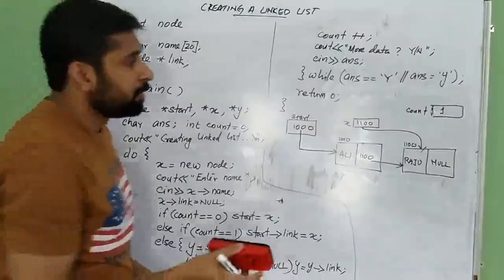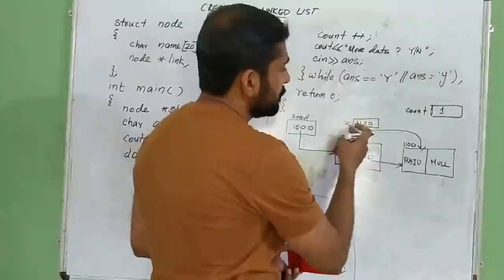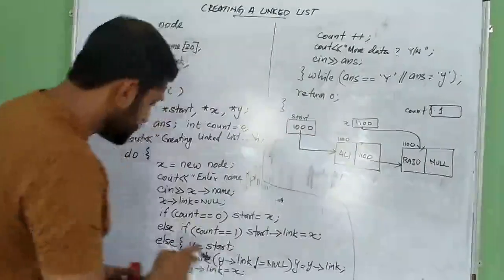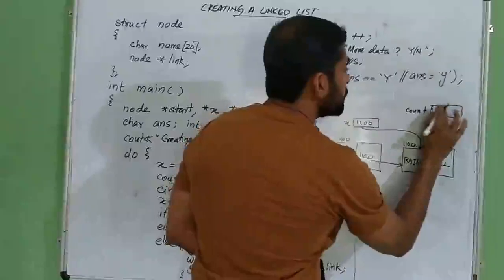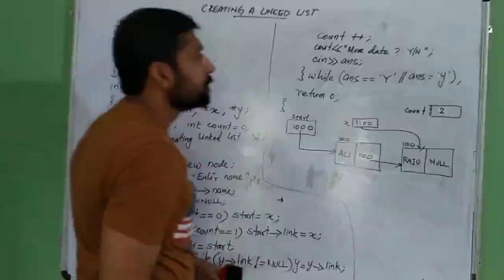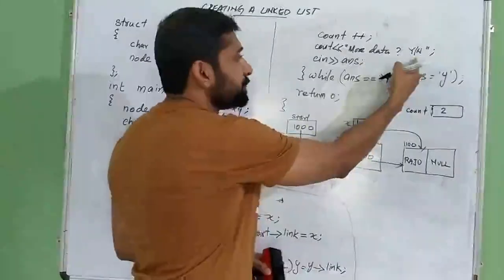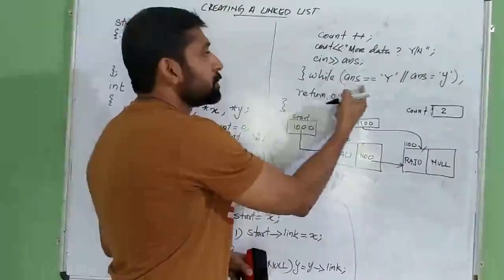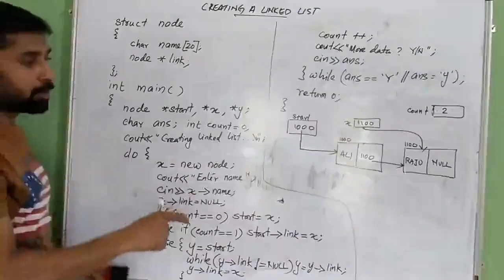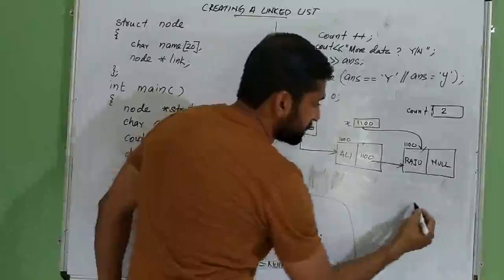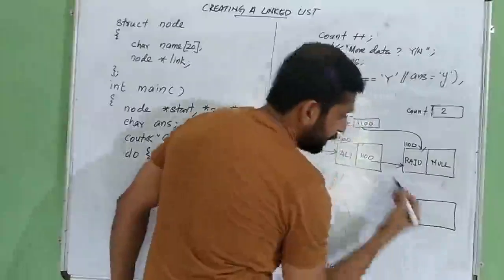Right? Now this x is here, no problem. So the else part is not evaluated. It moves up. Count plus plus. So count becomes 2. More data? Yes. So it moves up. Again x equal to new node. Another node will be created.